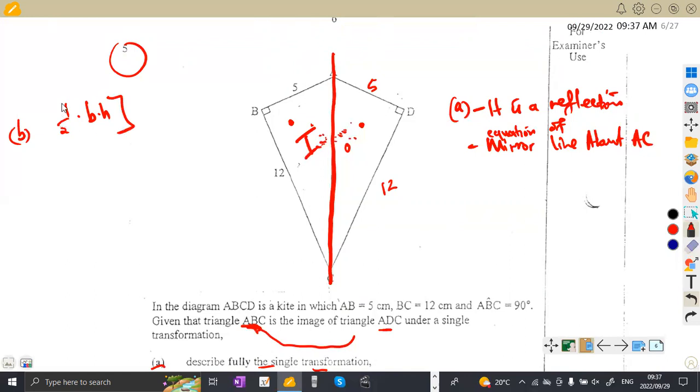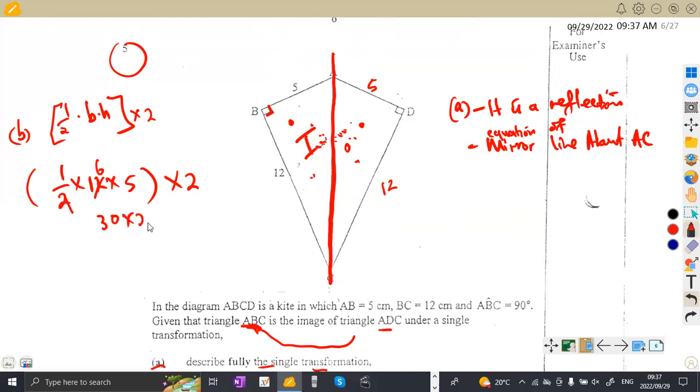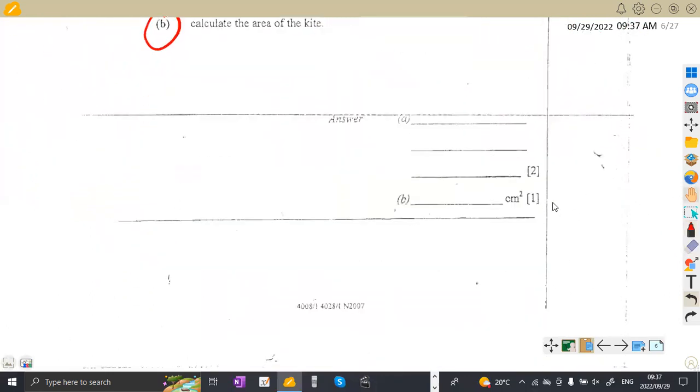But whatever you get, you multiply by 2, because the same triangle that you see here is the one that you see on the other side. So this is going to be half times the base, which is 12, times the height, which is the one at 90 degrees, which is 5. Like I was saying, this has to be multiplied by 2. So 6 by 5 is 30, 30 by 2 is 60. So we are going to have 60 square centimeters as the area of the total kite that we are given there. So that was the concept on this question. Just 3 marks for that.